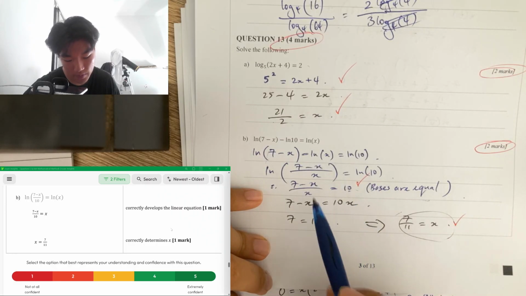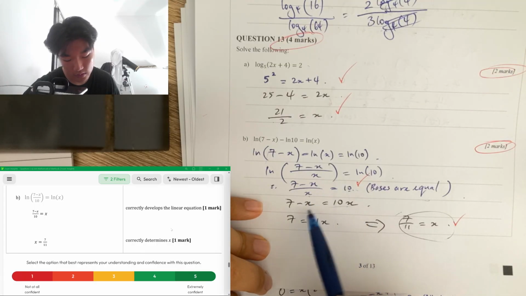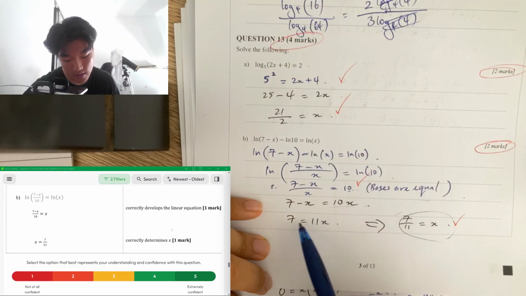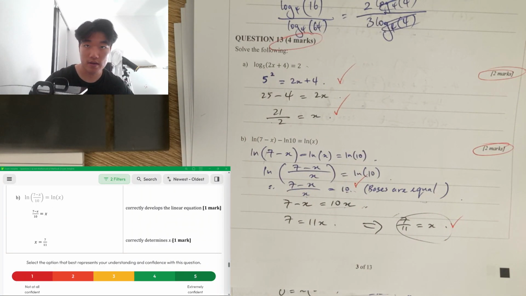Developing the linear equation, and then I multiply by x both sides, so then I get rid of the denominator, and then I just added x to get 11x, and then I divide by 11 to get 7 over 11 as x.